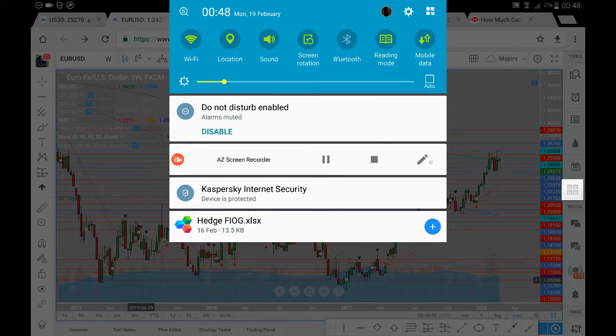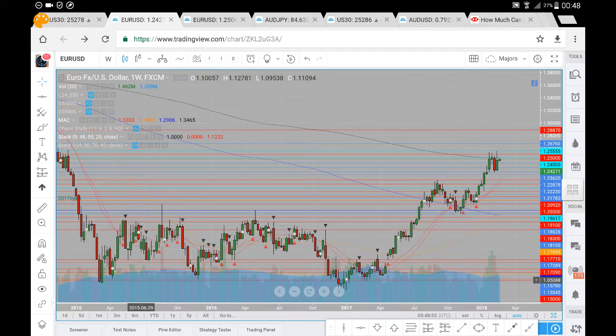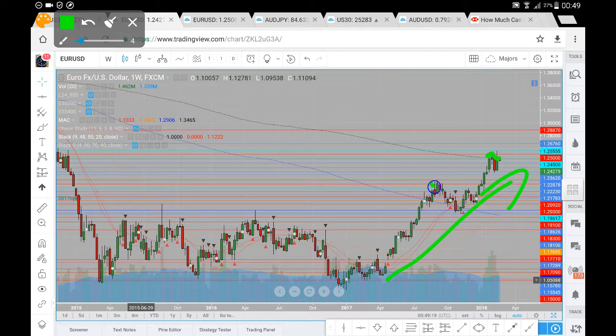Now, if we have a look at the weekly time frame, we can see we've had a move upwards, brief pullback, had a move upwards towards this 400 period moving average, and from this 400 period moving average, we have had these rejections here around the 125 off the 400 period moving average on the weekly time frame. As mentioned earlier, we are clearly in an uptrend on the Euro Dollar.